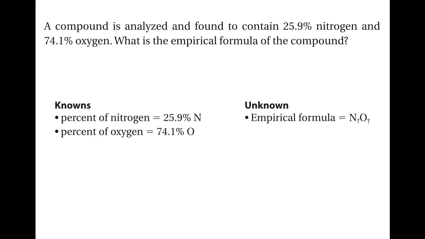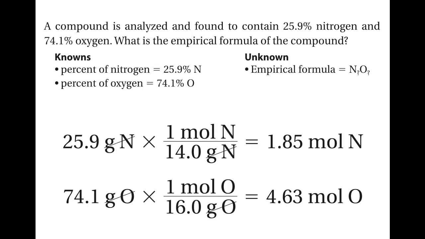I'm looking for the empirical formula of the nitrogen and oxygen compound. The first thing that I'm going to do is literally take that 25.9% nitrogen and turn that percent into grams. Why am I doing that? Well, I'm assuming that if you have 100 grams of the nitrogen oxide compound, then 25.9% of that is 25.9 grams. I will do the same thing for the oxygen. I will turn that 74.1% of oxygen into 74.1 grams of oxygen. So as you can see, that's what I did there: 25.9 grams of nitrogen, 74.1 grams of oxygen.